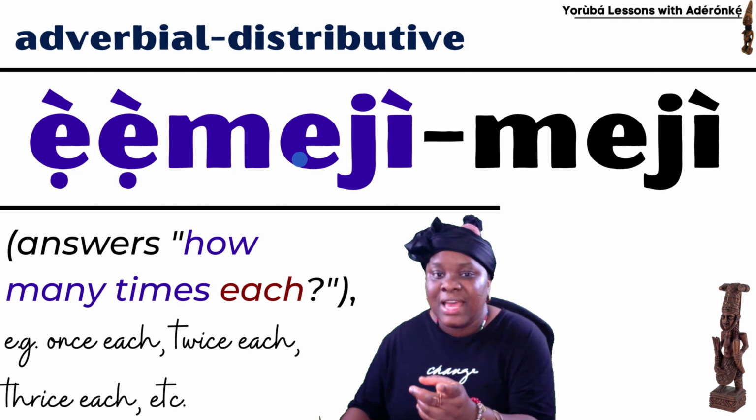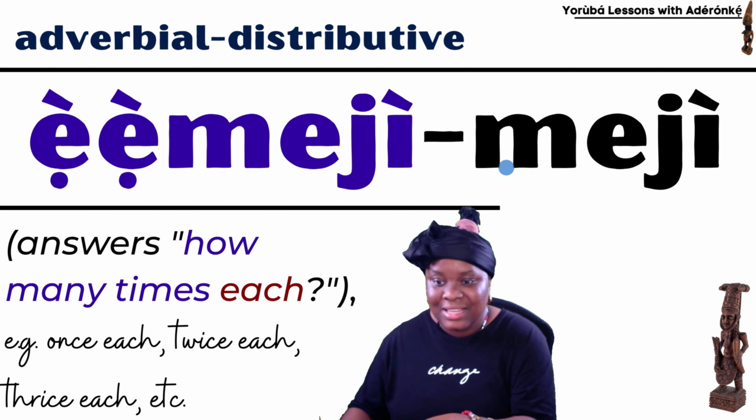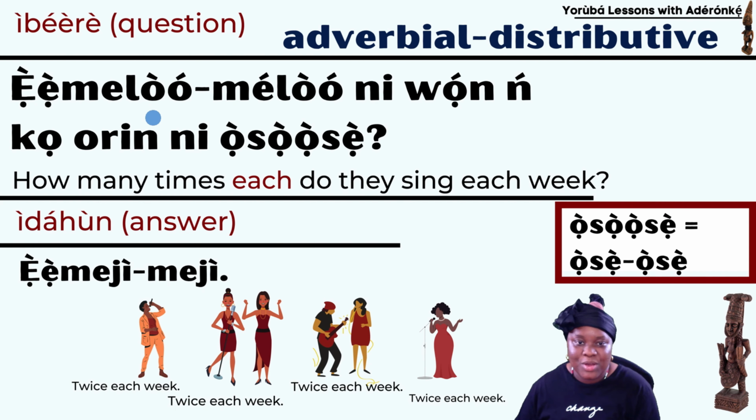You have this: méjì méjì. So if someone asks the question, mélòó mélòó ni wọ́n ń kọ orin ní ọ̀sọ̀ọ̀sẹ̀?